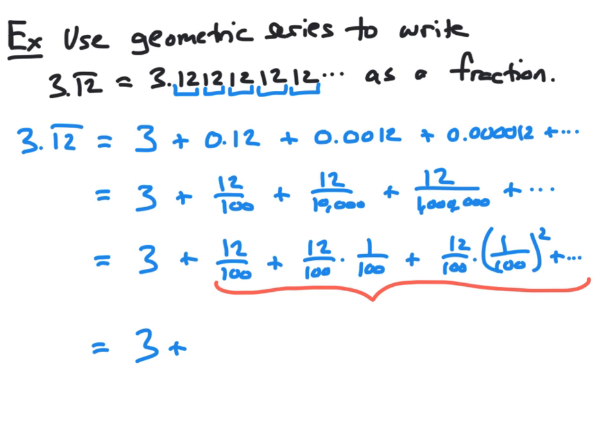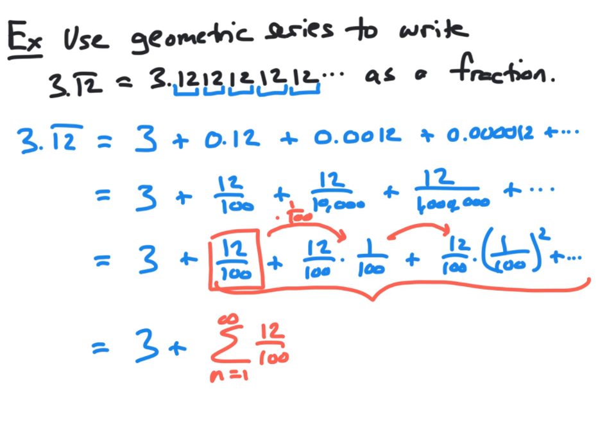What we notice is that everything other than the 3 is a geometric series. This particular series will go from n equal 1 to infinity, and we'll have our initial term of 12 over 100. And our ratio, we will see, is 1 over 100, because what we're doing in each term to get to the next is multiplying by 1 over 100. And so here we have a geometric series of 12 over 100 times 1 over 100 to the n minus first power.